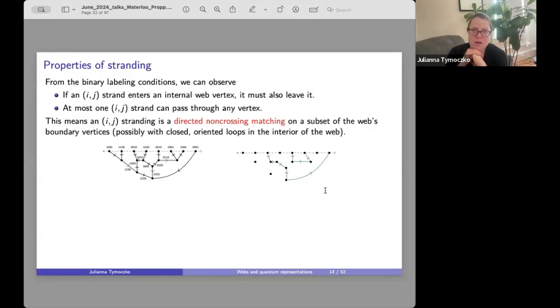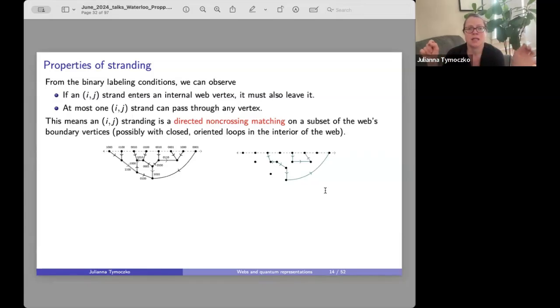So on the one hand, I've told you just a local process at each edge and each vertex of this graph representing this representation. But here are some global properties about it.